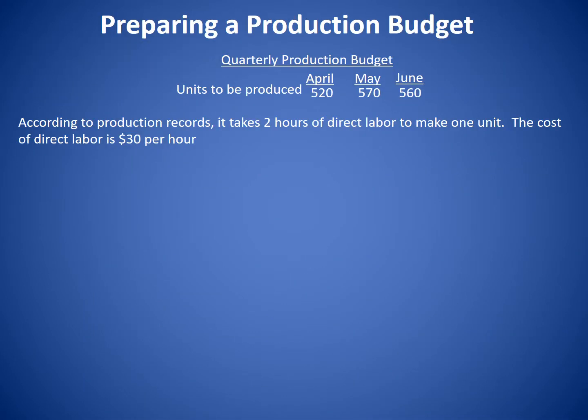Okay, now let's go on to the production budget that will support a production budget for direct labor that will support the unit production within the quarter. Again, we take our quarterly production budget that we've created several slides ago for April, May, and June. And in the narrative, according to our production records, or if you will, it could even be our standard cost records or bills of materials, or routers, and so forth. According to our production records, it takes 2 hours of direct labor to make 1 unit. The cost of direct labor is $30 an hour.